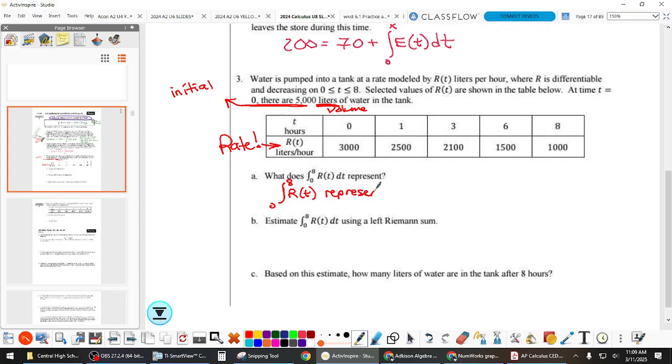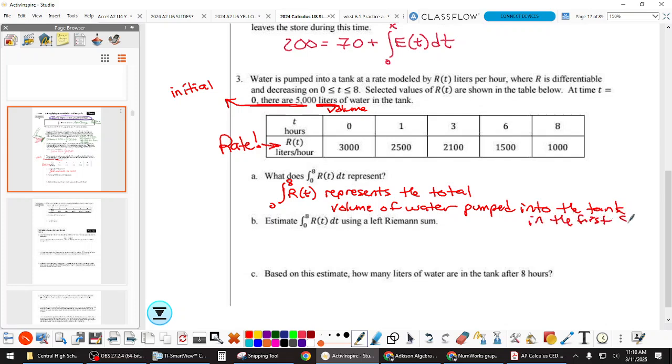Okay, so let's be a little more specific. I'll write this part. The total volume of water. Can we say total volume of water in the tank? No. The total volume of water added to the tank. Yeah, good. So pumped into the tank in the first 8 hours. So make sure I always talk about the time.